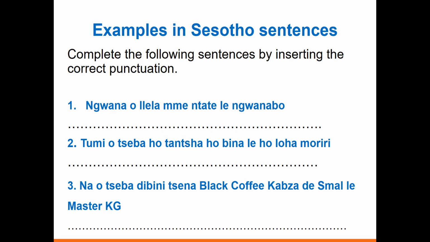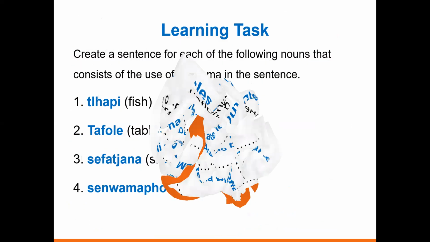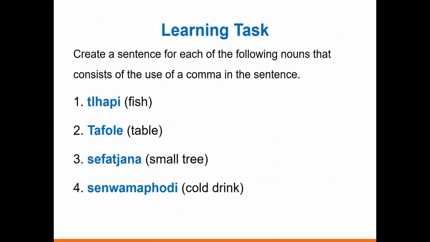Okay. Now o tseba dibini tsena, Black Coffee, Kabza the Small, le Master KG. Yeah, he was quite a banger last year. So I just had to include him as well, so we don't forget about it. So there the comma would come after, separating the nouns in the sentences, and then it will come thereafter, Black Coffee. So I basically did that one with you guys.